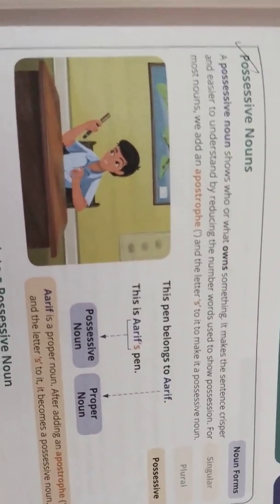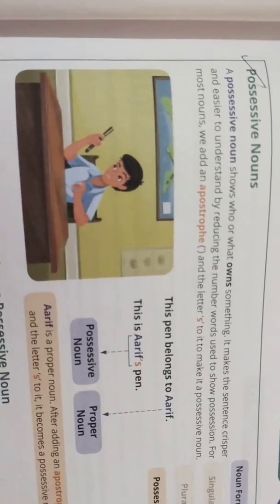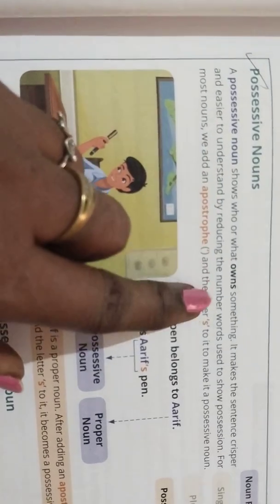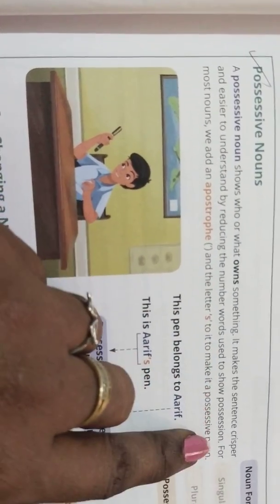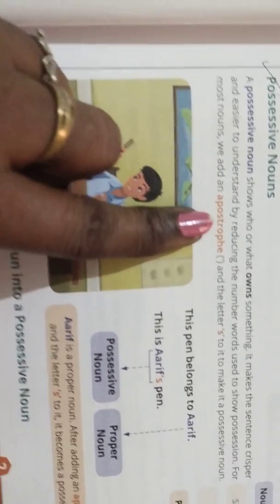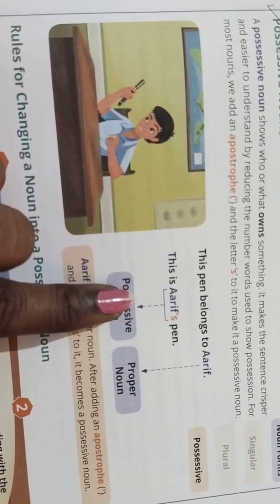Then the next thing we are going to learn about is possessive nouns. We all know that possessive means it owns something, right? So here a possessive noun shows who or what owns something. It makes the sentence crisper and easier to understand by reducing the number of words used to show possession. For example, to most nouns we add an apostrophe and the letter s to make the possessive noun.